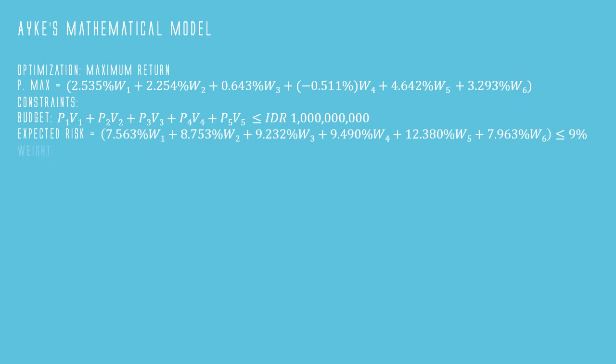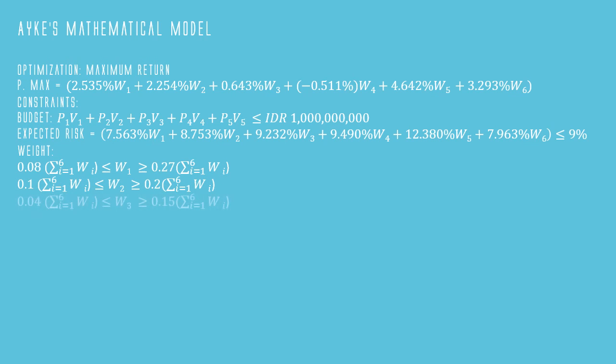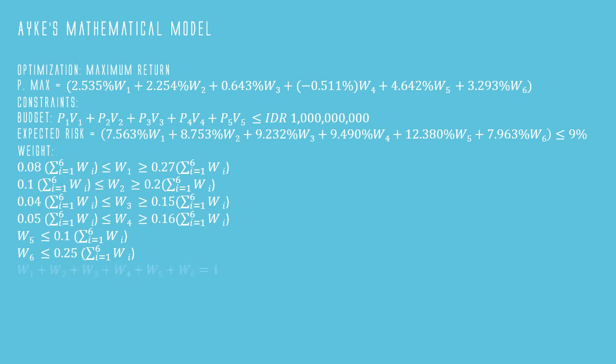The weight constraints are: the first weight is between 8% and 27% of the total weight. The second weight is between 10% and 20%. The third weight is between 4% and 15%. The fourth weight is between 5% and 16%. The fifth weight less or equal to 10%. The sixth weight is less or equal to 25%. The total of the weight must be 100%.